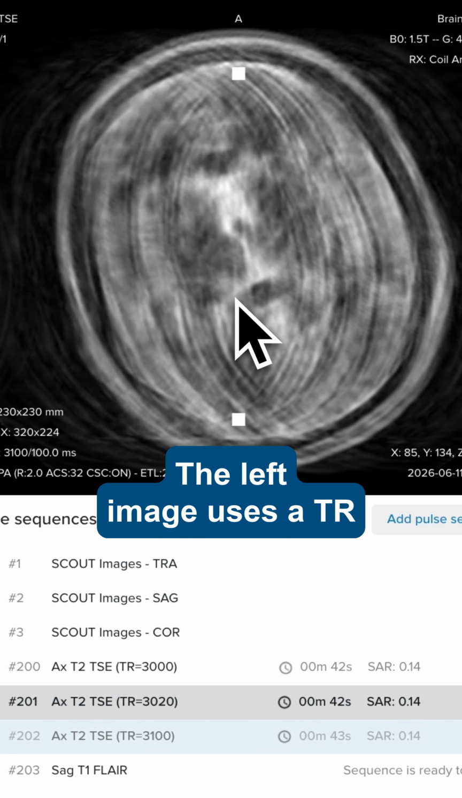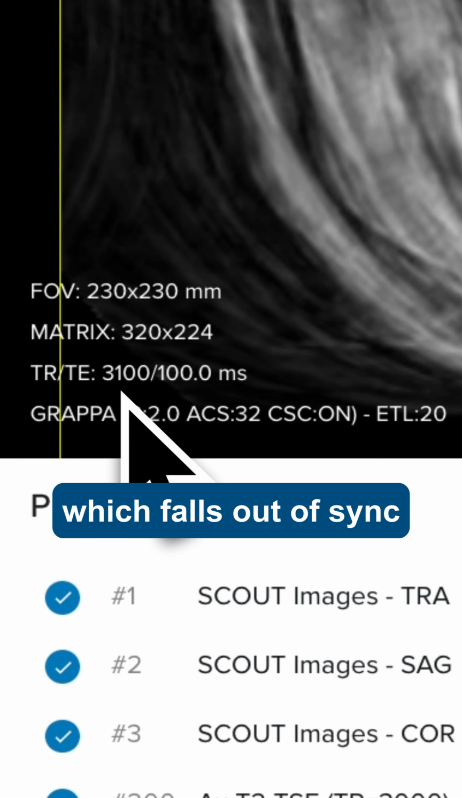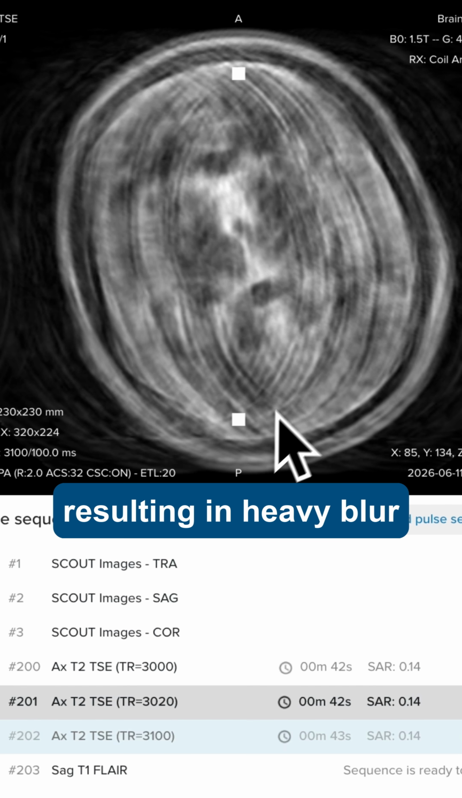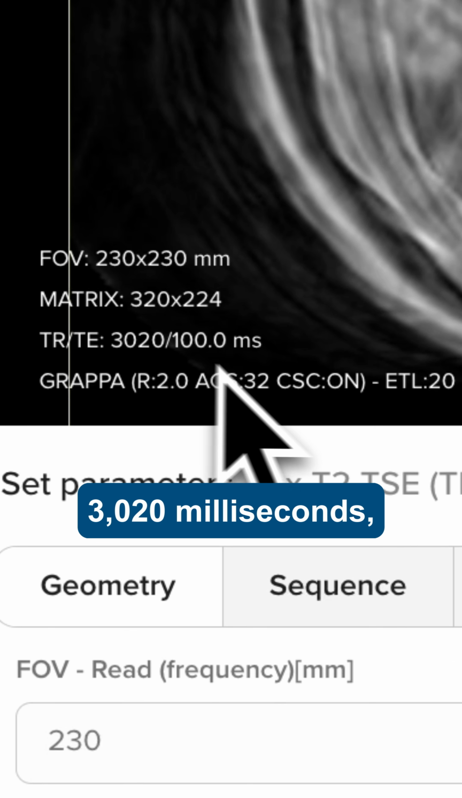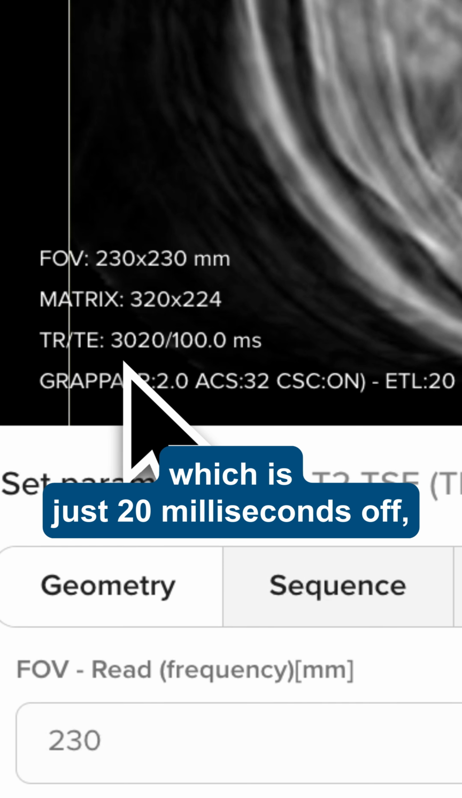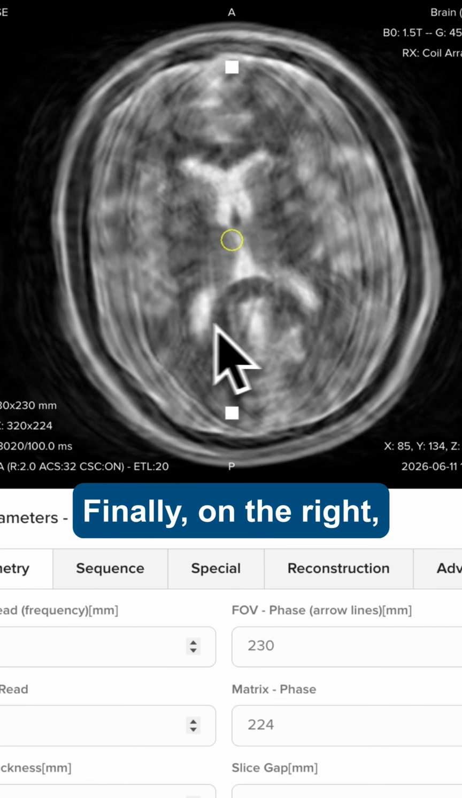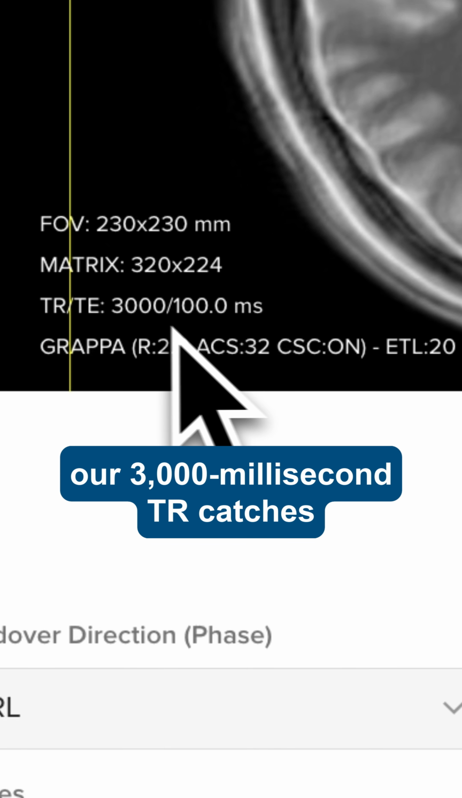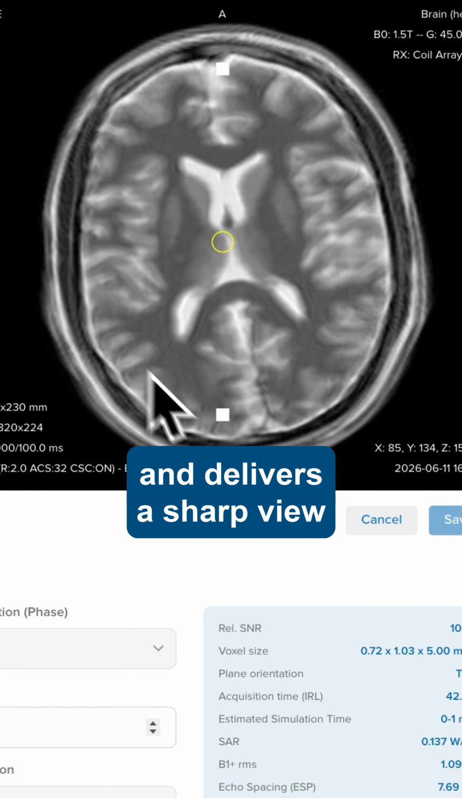The left image uses a TR of 3100 milliseconds, which falls out of sync by 100 milliseconds, resulting in heavy blur. The middle viewport uses 3020 milliseconds, which is just 20 milliseconds off, so the blur is less severe. Finally, on the right, our 3000 millisecond TR catches the exact same angle every time and delivers a sharp view.